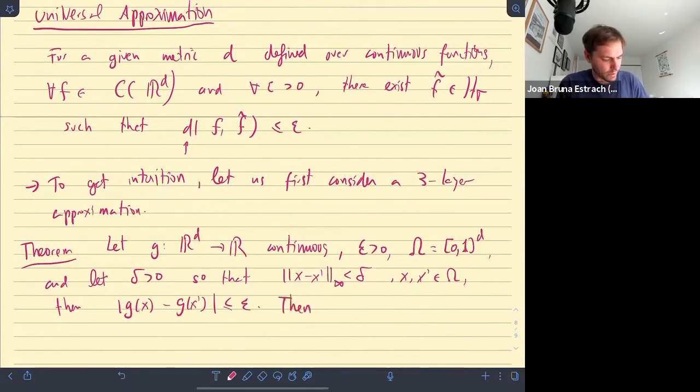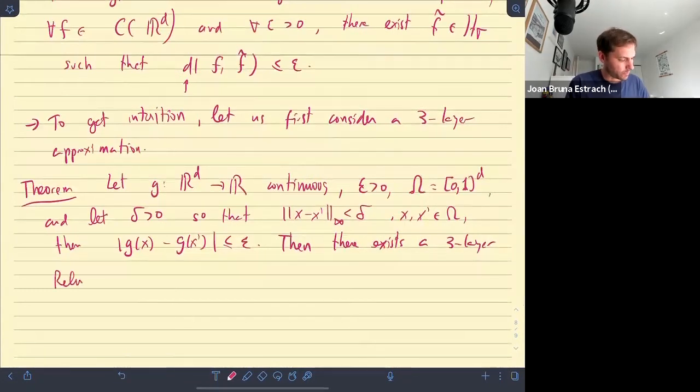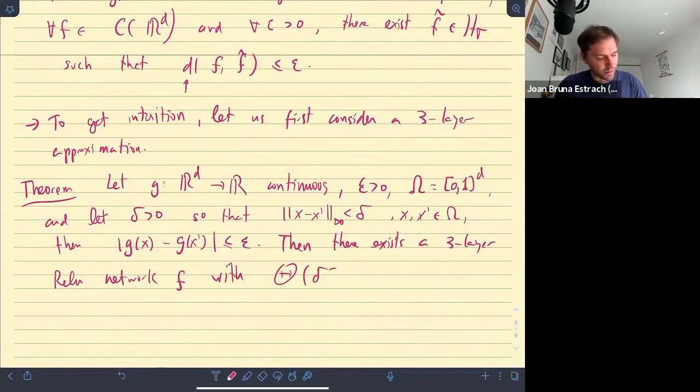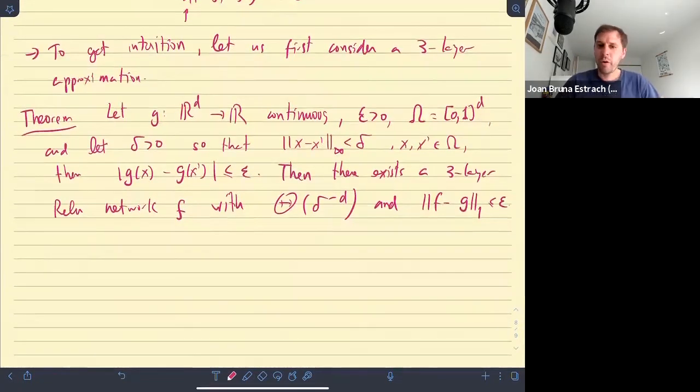Then there exists a three-layer ReLU network F with a number of parameters that is at most delta to the minus d, and such that F minus g in L1 norm is smaller than epsilon. Just to agree on what this theorem says in words: if I have a continuous function, I can approximate it arbitrarily well in the L1 norm, L1 over omega, in a compact domain. I'm using the cube here, but it's arbitrary, any compact domain works. And I'm going to show you how to do it constructively.